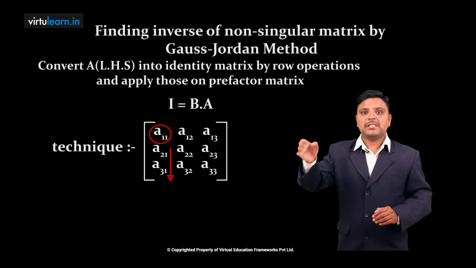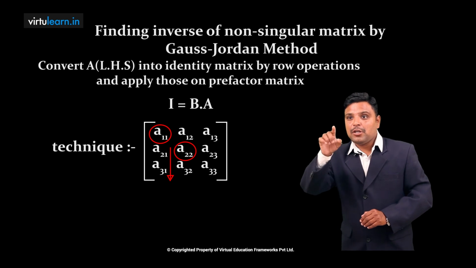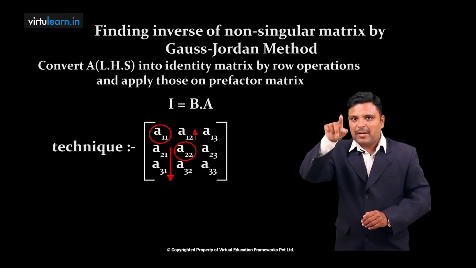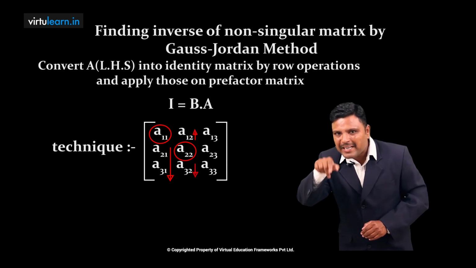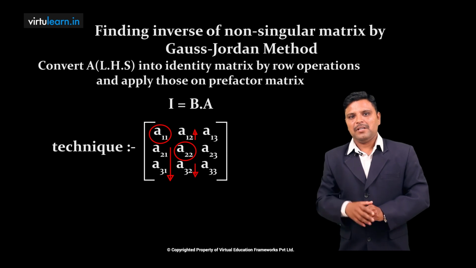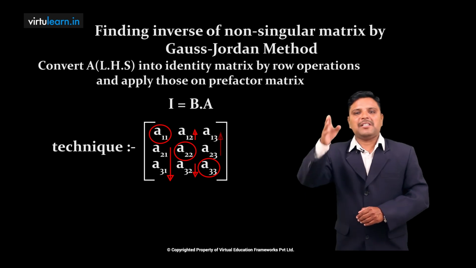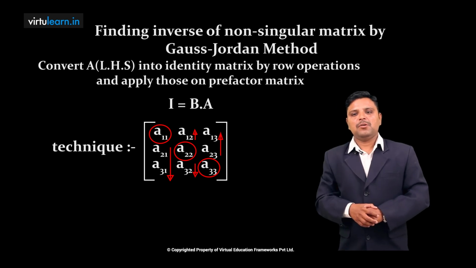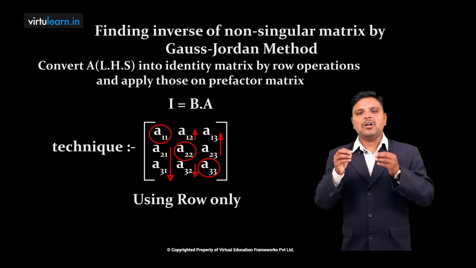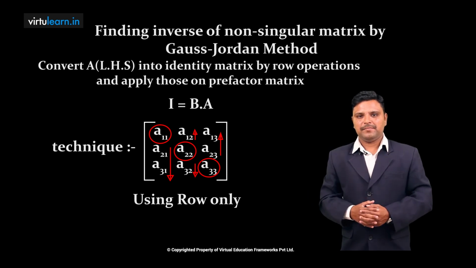Again, using the second principal diagonal element, make the element above it zero and the element below it zero. This is one. Next, the third one: using the third diagonal element, make the elements above it zeros using row operations. This is nothing but the Gauss-Jordan method. This is the technique.